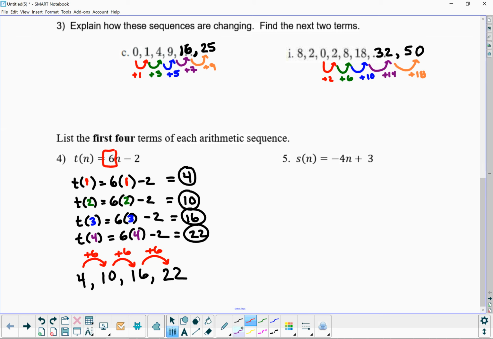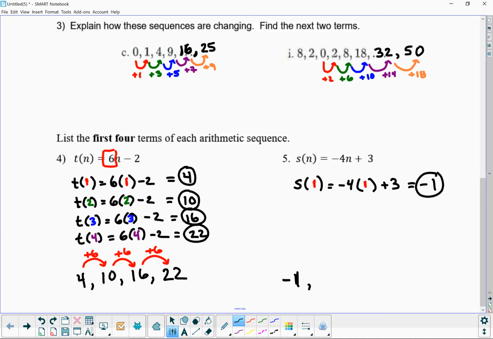All right, so for the next one, let's do it differently. Let's find the first number. So S of 1 is going to be negative 4 times 1 plus 3. So negative 4 times 1 is negative 4, plus 3 is negative 1. Okay, and now I'm just going to jump to the bottom. So that's my first term. My first term is negative 1.